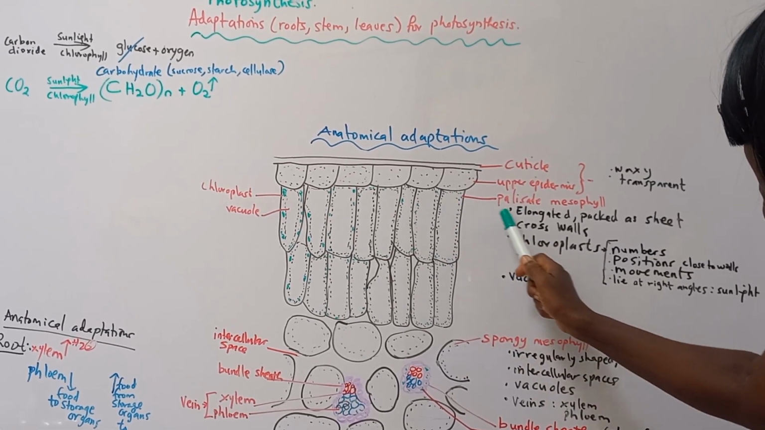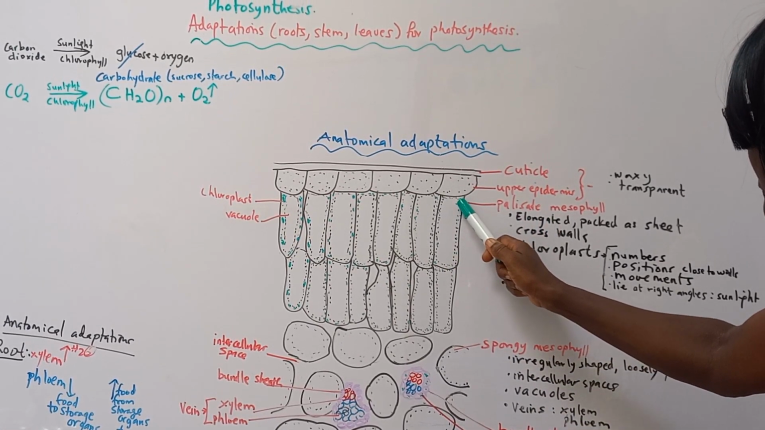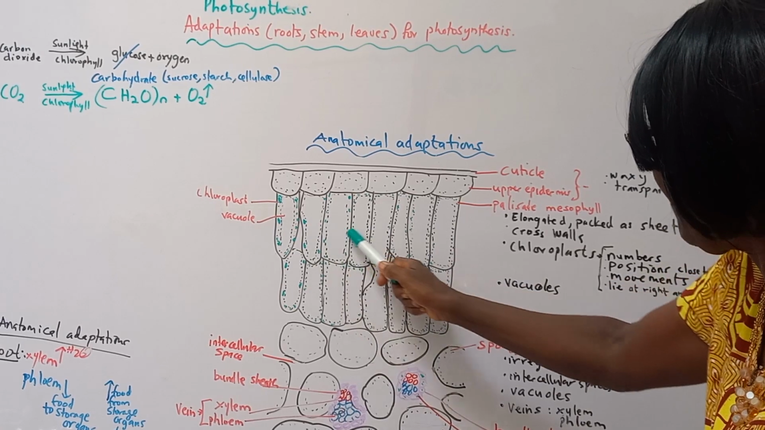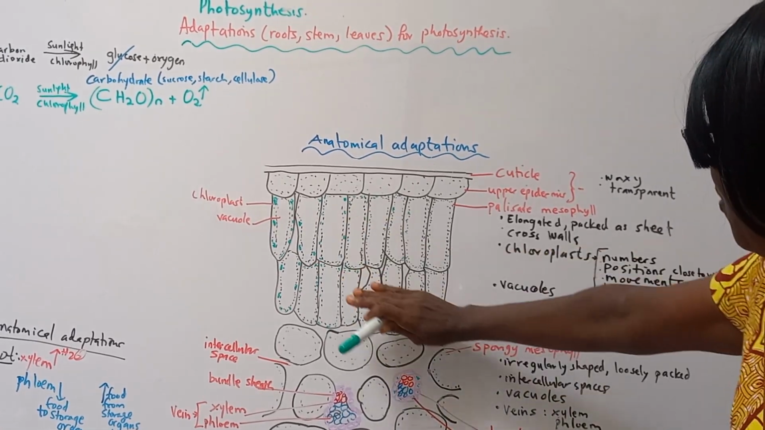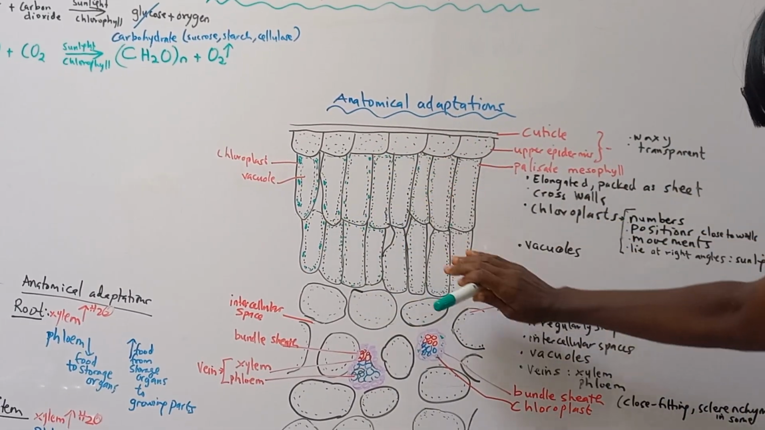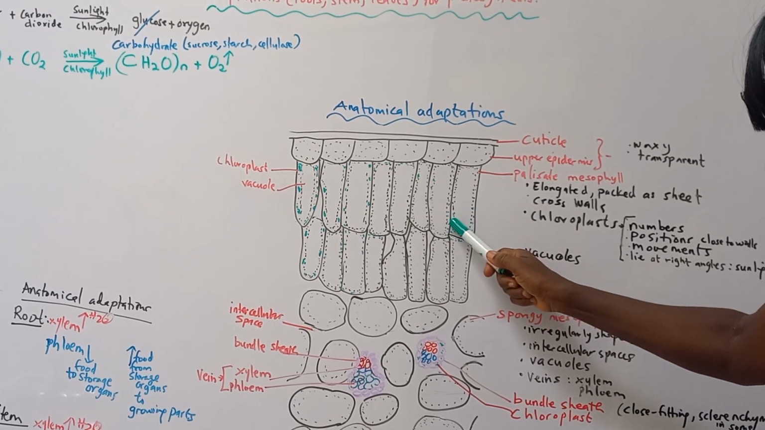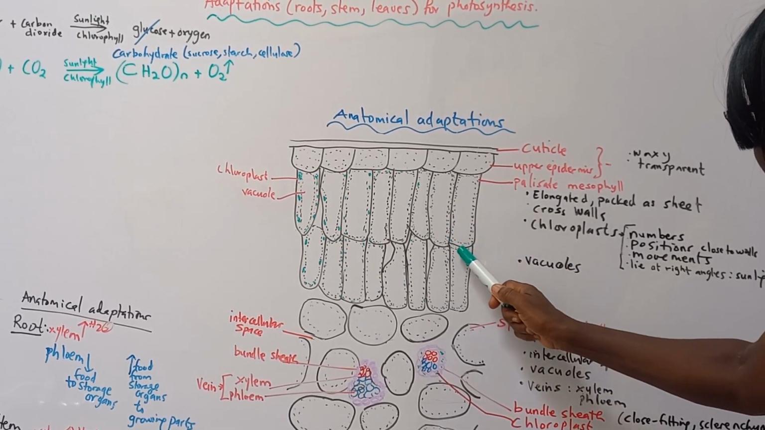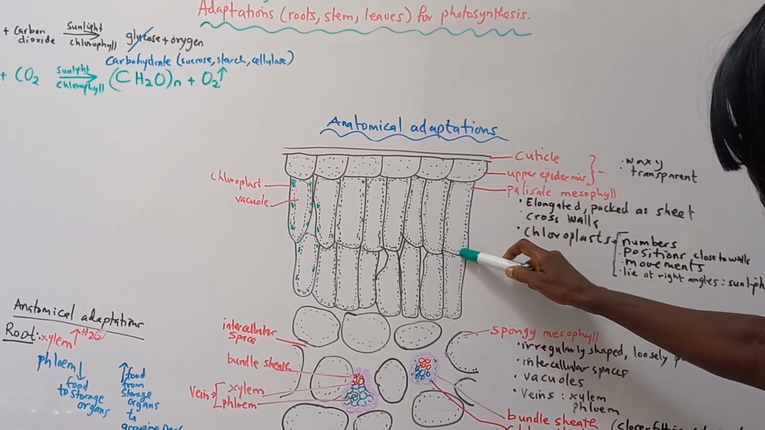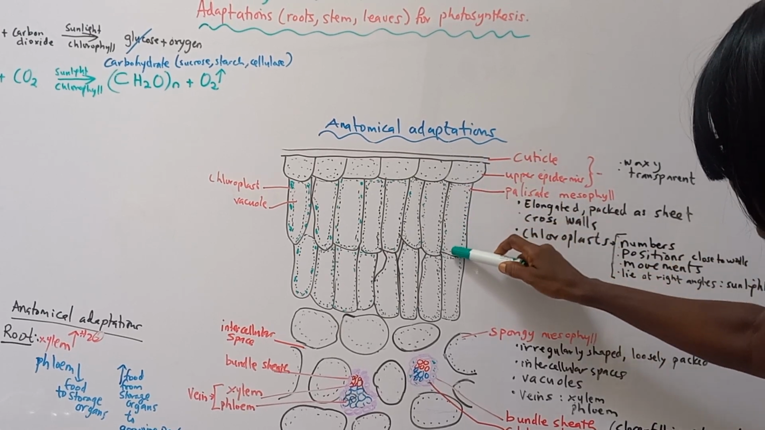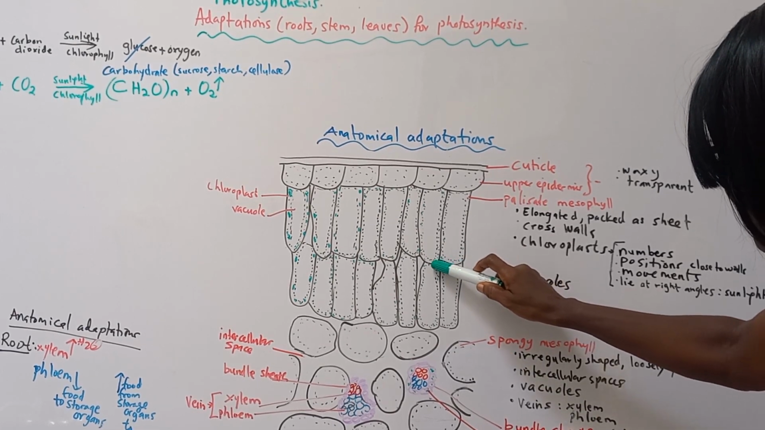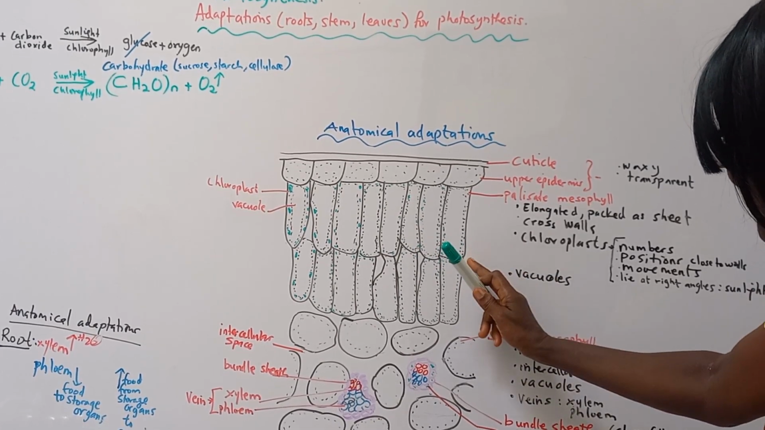This layer is made up of elongated or column-shaped cells, and you see the cells are closely packed with very little intercellular spaces to form a sheath so that it can absorb plenty of sunlight. Then you see that the elongated cells of the palisade mesophyll have very small cross walls, very thin, narrow cross walls, so that when light is incident on the leaf, not much light energy will be absorbed at the cross walls because they are narrow. Good.